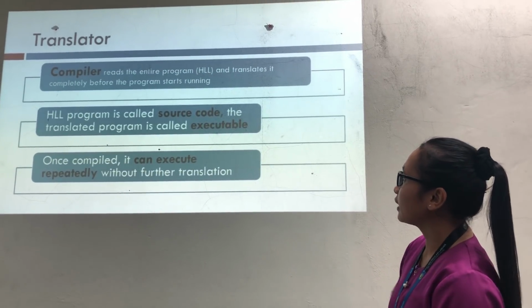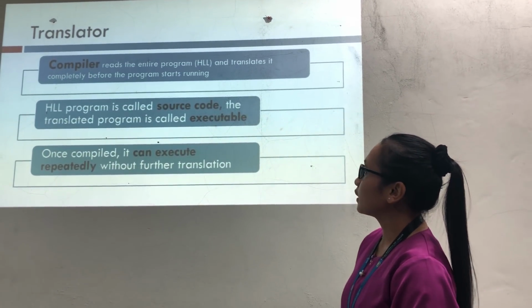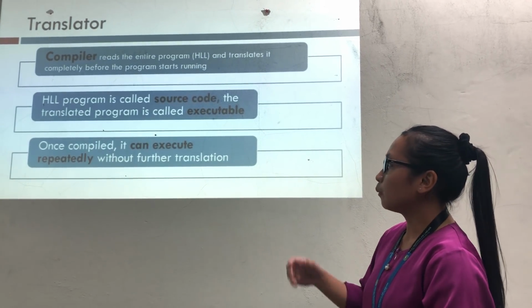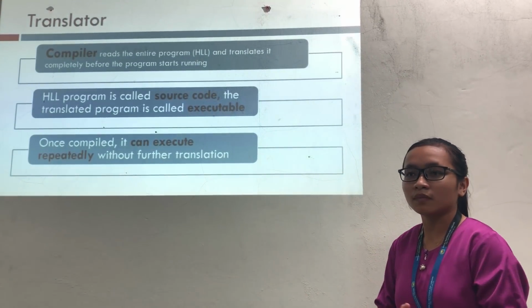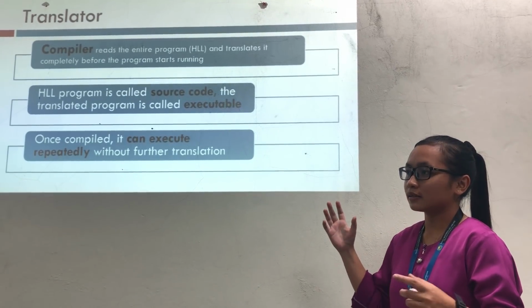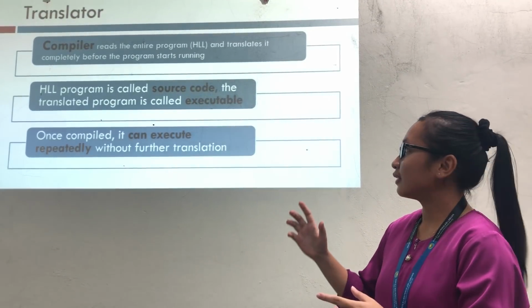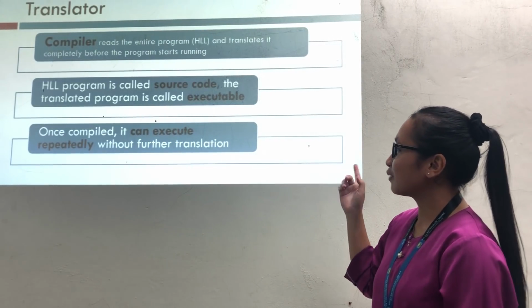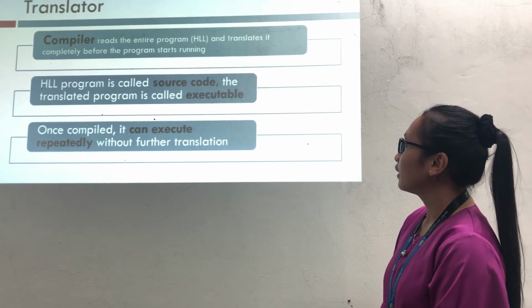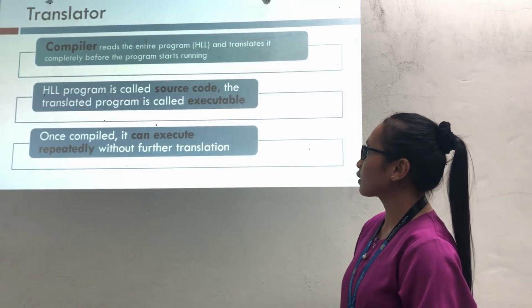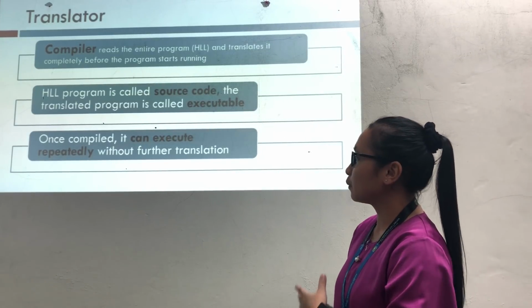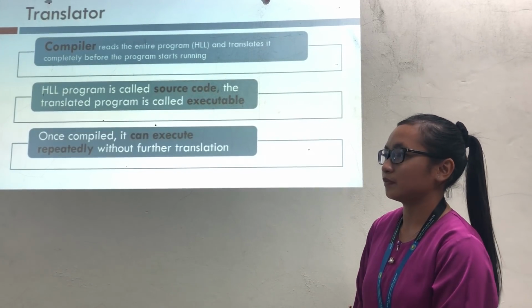Compiler reads the entire program and translates it completely before the program starts running. Compiler ni dia compilekan semua and then translate it, lepas tu save it in file. HLL program is called source code. The translated program is called executable. Once compiled, it can execute repeatedly without further translation.